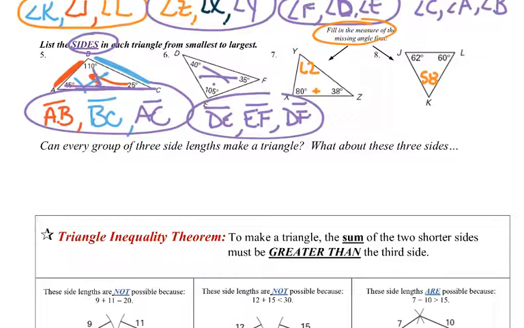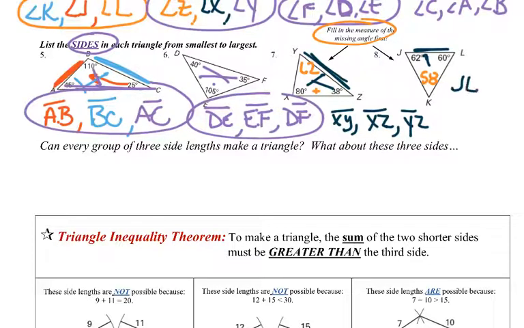So first, I had to find the missing angle. Then I could say, well, what's the smallest? 38, that's across from XY. Then Y is across from XZ. And then angle X, the 80, is across from YZ. And it doesn't matter what order you say the letters, like YZ, ZY, doesn't matter. As long as you got the smallest one first, JL, followed by JK, followed by KL or LK.